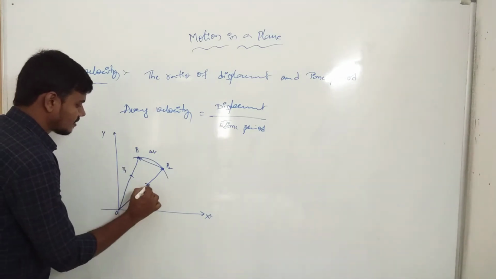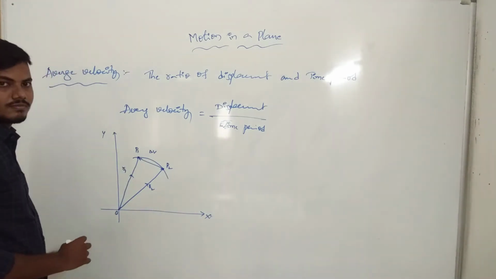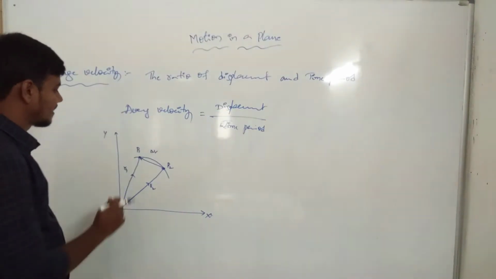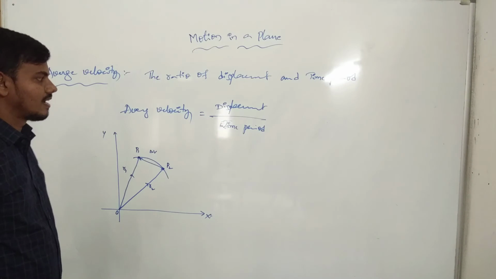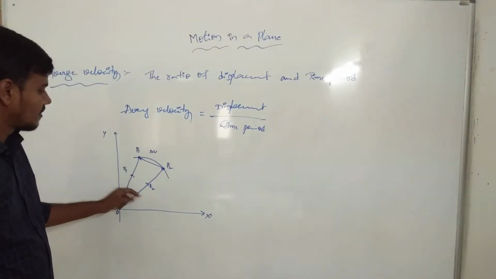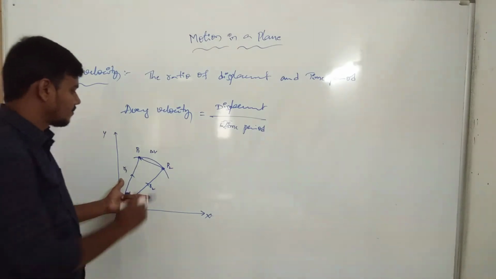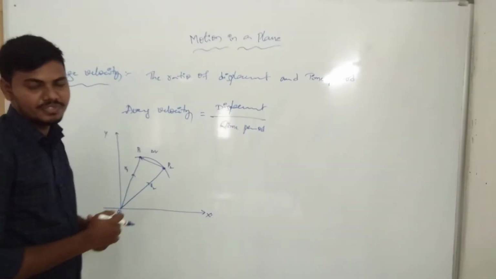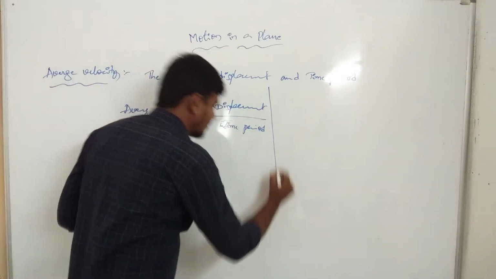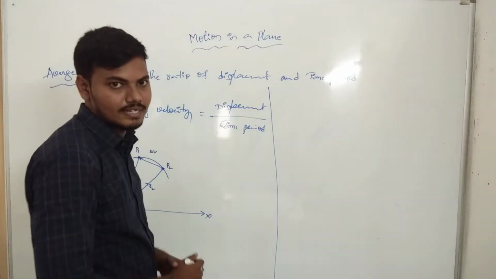This is r1 and this one is r2, the position vectors of the first and second positions. The velocities we can represent as v1 and v2. Average velocity means we are taking the change between these two positions, r1 and r2. Delta v means we are taking the average velocity.